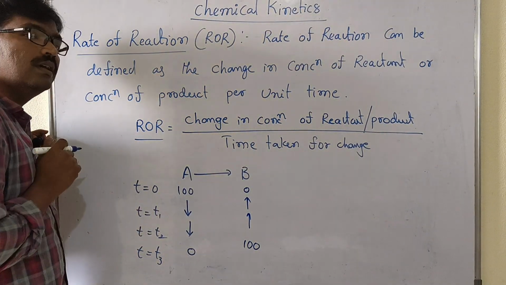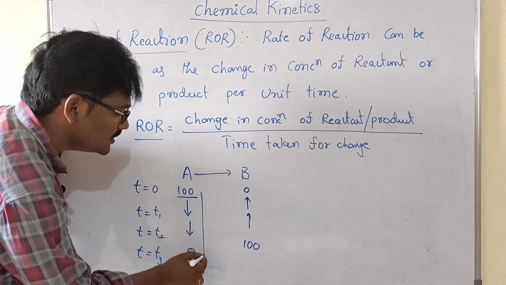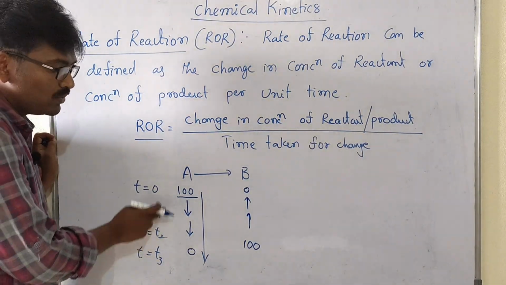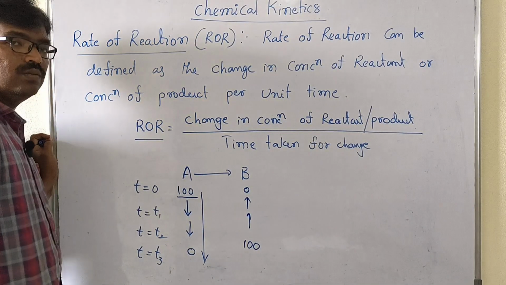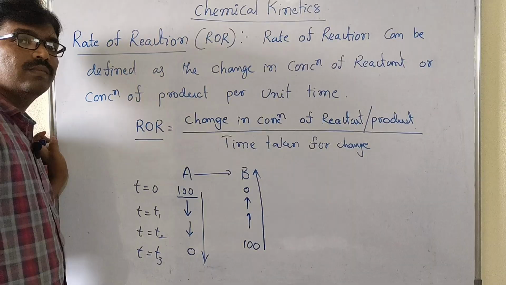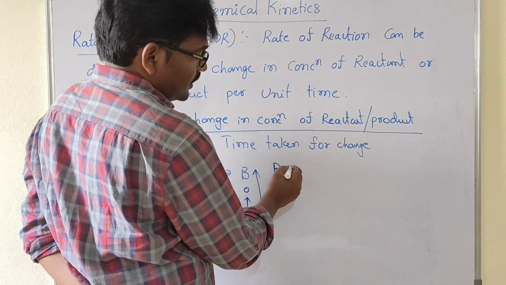So what happened there? The concentration of reactant decreases with change in time. As time changes, the concentration of reactant decreases, and likewise the concentration of product increases. So we can also define the rate of reaction.